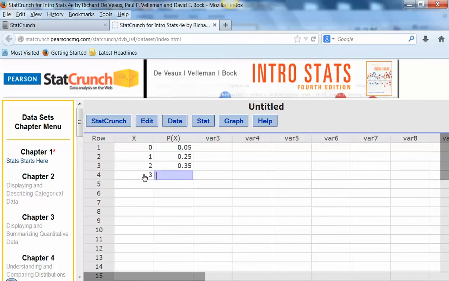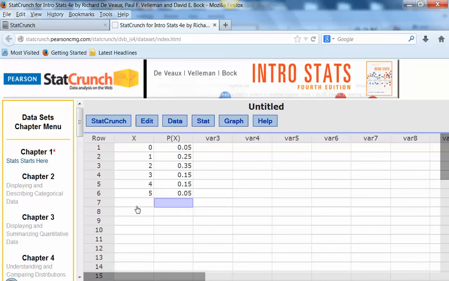For 3, the probability was 0.15, and for 4, the probability was 0.15, and for 5 red lights, the probability is 0.05. And remember, these should add up to 1, right? So what do we have? 30, 65, 80, it adds up to 1.